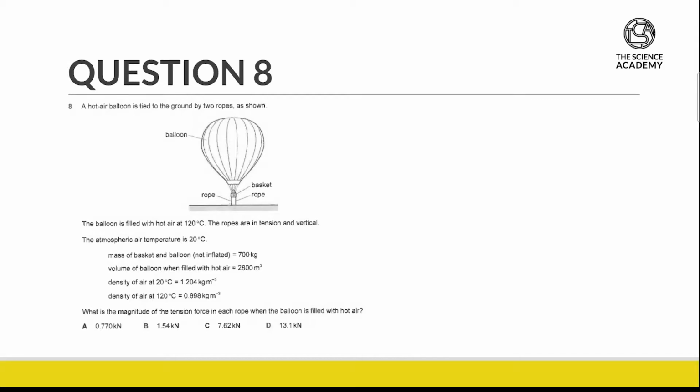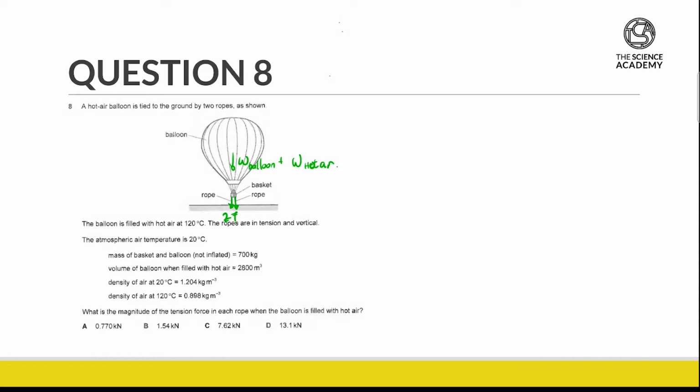Now, we have the two ropes which are pulling downwards on the hot air balloon. So we have double the tension, assuming that the tension in the ropes is equal, pulling downwards. Another force acting downwards is the weight of the balloon, as well as the weight of the helium that it contains. Oh, not helium, but hot air. The weight of the hot air that it contains.